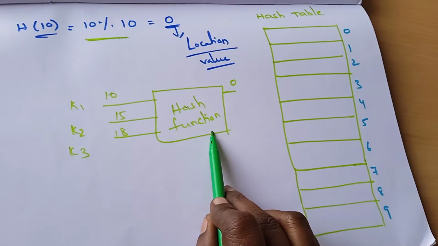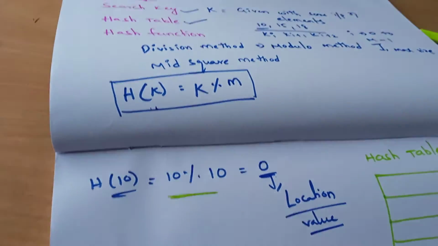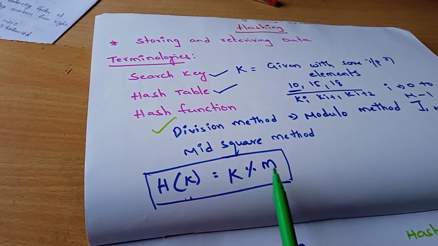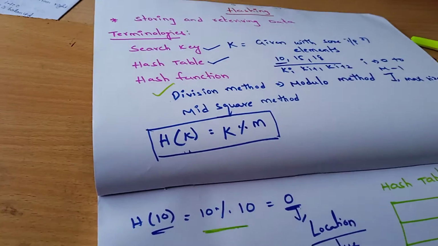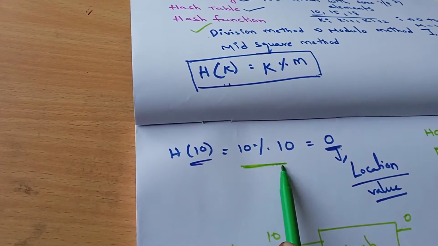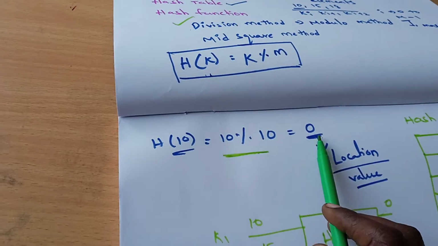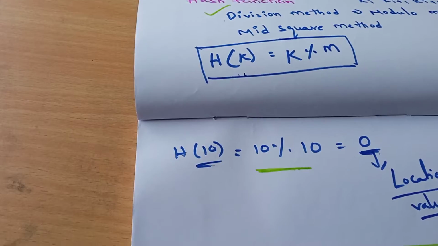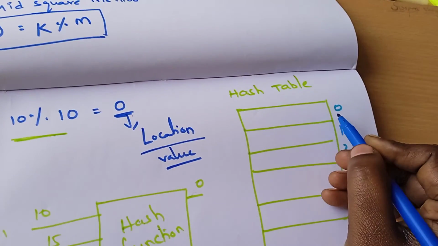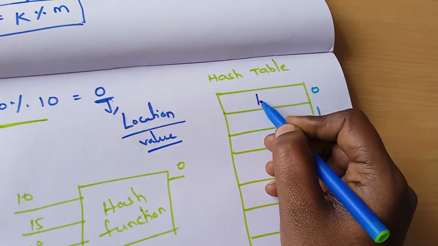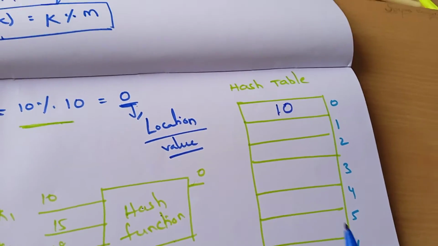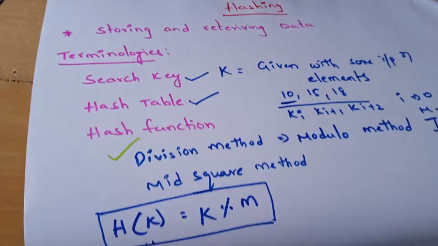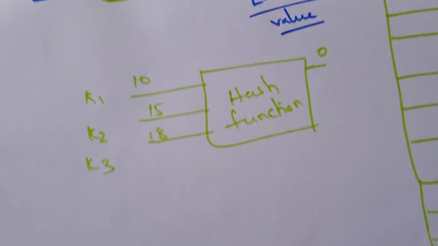And this is my hash function. I told you that I am approaching the division method, which is k percentile m, where k is the key. The first key is 10. 10 percentile 10, the answer is 0. So 10 should be located in the 0th location. Now you have to place 10 here. That is how we are storing. Hashing is storing, and in this way we are storing.